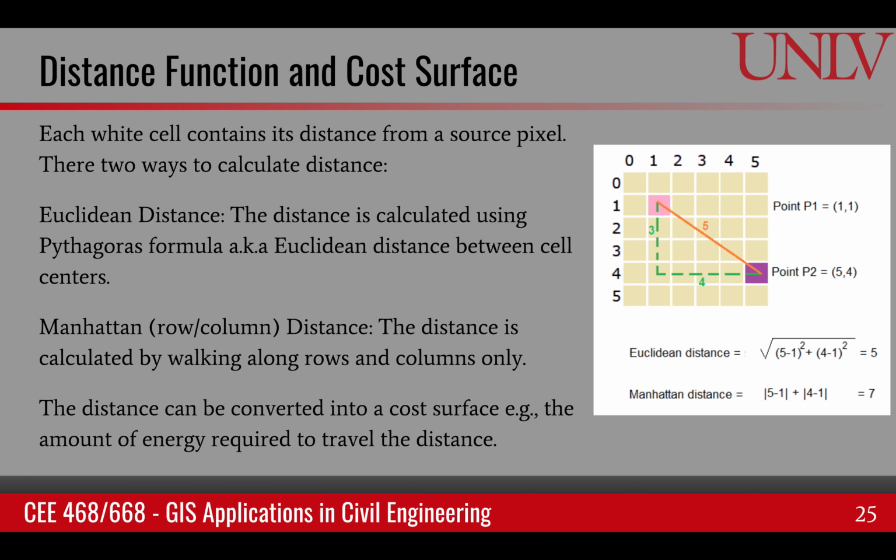But once you have the distances available, you can find a cost per unit distance, and that cost factor can be used to determine a cost surface. So a cost surface will be the cost of getting from any pixel to the source pixel, or taking something from the source pixel to that pixel.